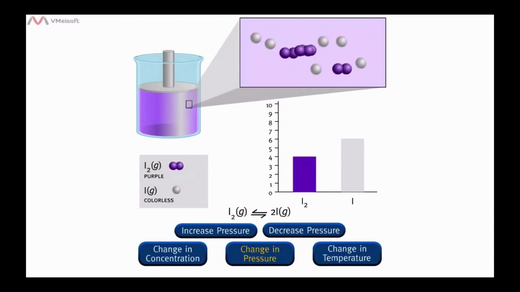Consider the equilibrium between iodine gas molecules, I2, and iodine atoms at high temperature. Iodine molecules in the gas phase are a purple color, and iodine atoms are colorless. Let's stress this system by changing the pressure. Click on one of the pressure buttons.